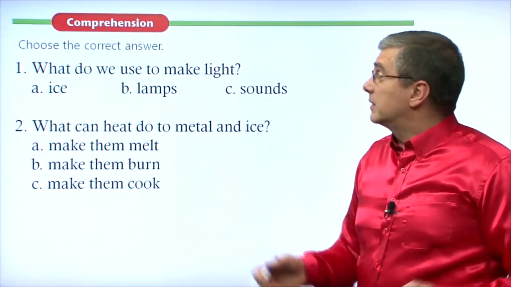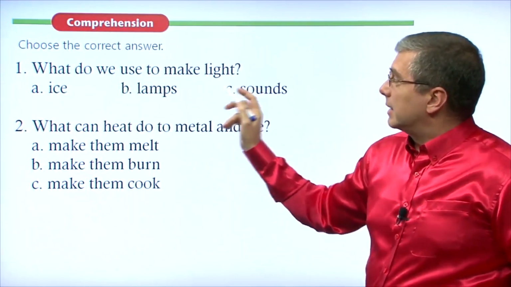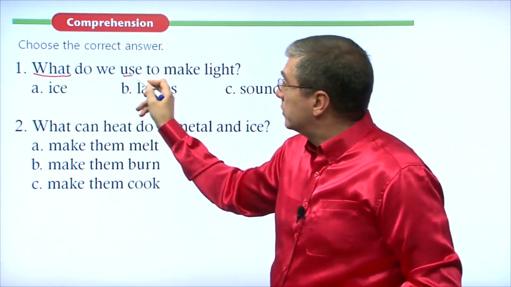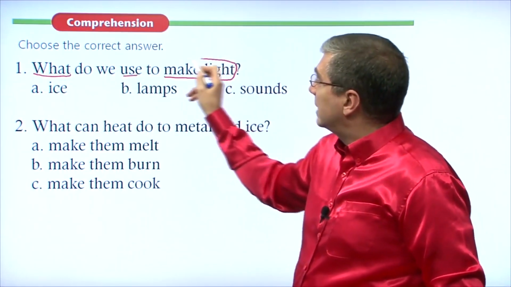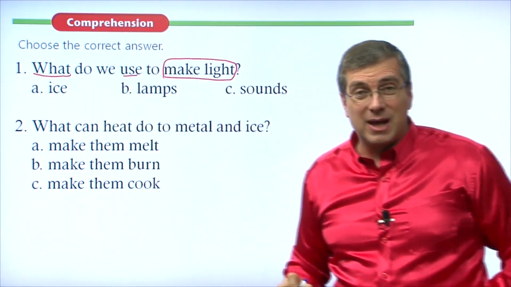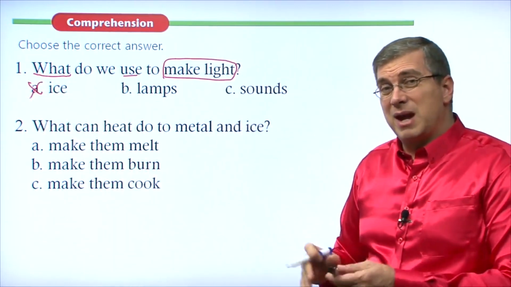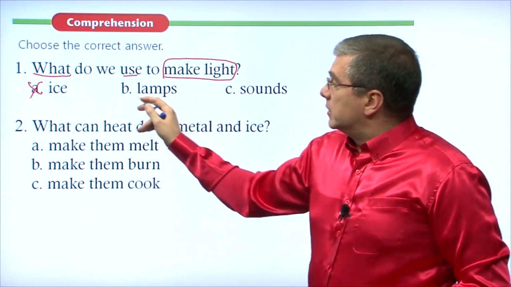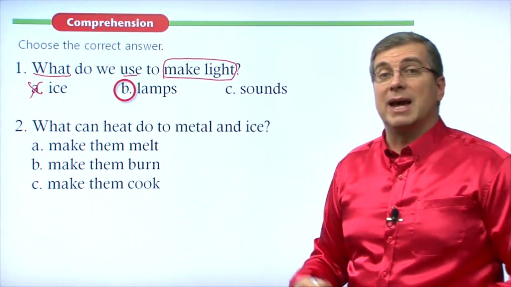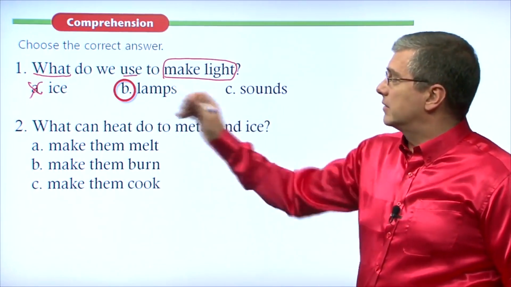Okay, let's go over our reading comprehension questions. Number 1, what do we use to make light? So we're looking for an object, some device that we use to make light. What do we use to make light? Do we use ice to make light? That's kind of silly, isn't it? We don't use ice to make light. We use ice to make things cool. B, do we use lamps to make light? Sure, you bet. We use lamps to make light. We don't use sounds to make light. That doesn't make sense. Okay, so our answer is B.